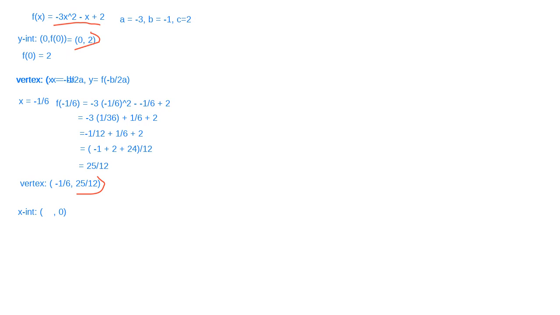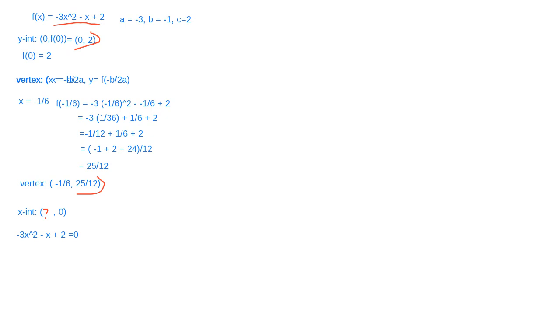So we need to find this x value. You see the x is empty here? Yes. We need to find the x value. So the function is negative 3x squared minus x plus 2. We set it equal to 0, because the y value is 0. So we set this function to be 0.